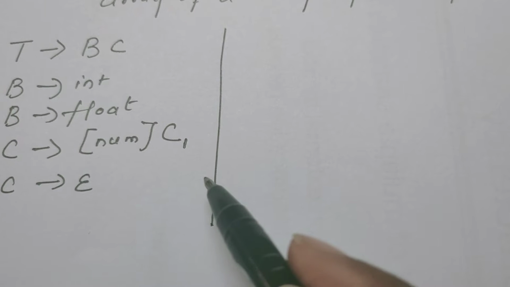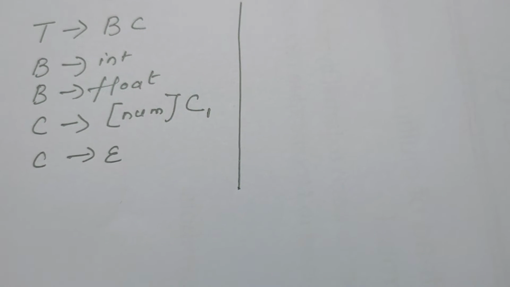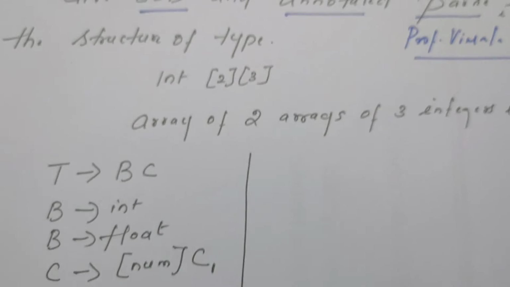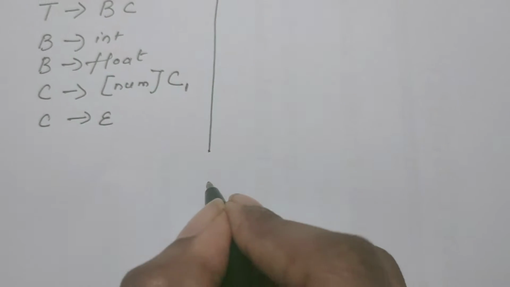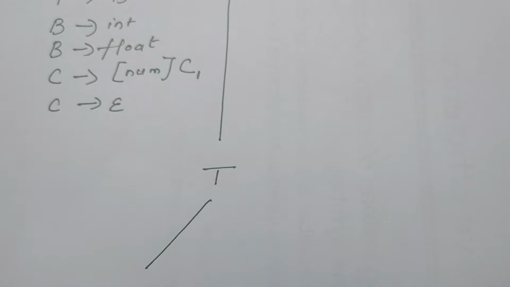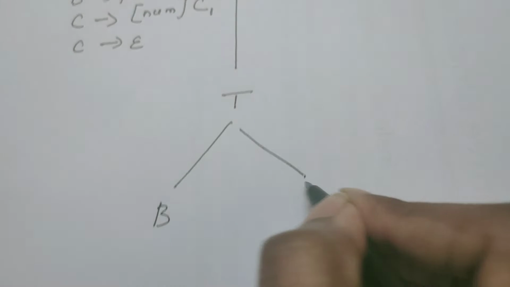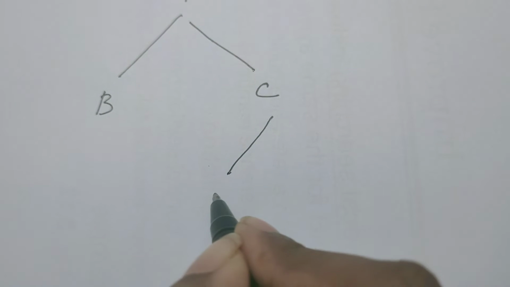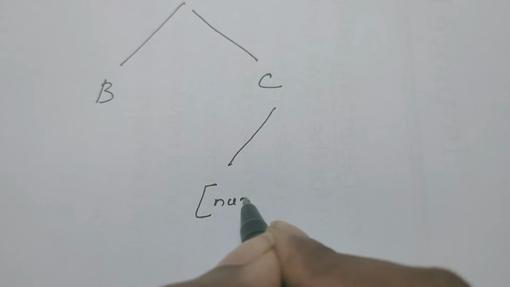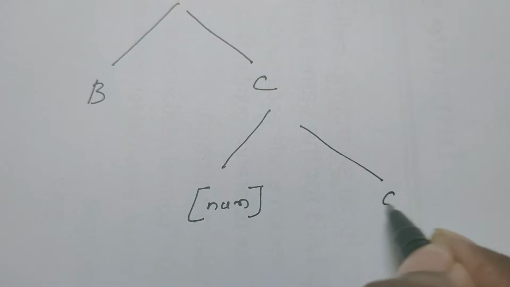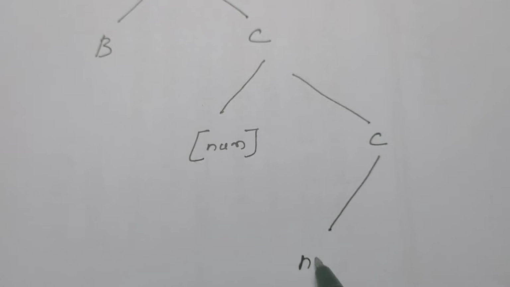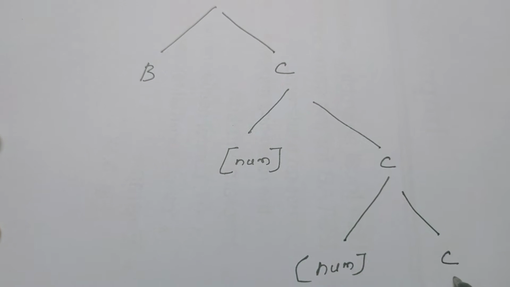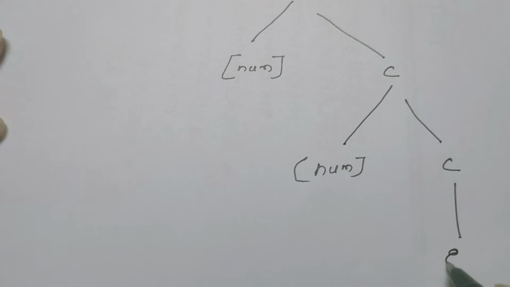Now using this grammar, I'm going to draw the parse tree and I'm going to derive the same statement int [2][3]. So let us draw the parse tree now. T is derived as BC. Now the C can be further derived as number C. Again it can be derived as number C. Finally the C is replaced by epsilon.